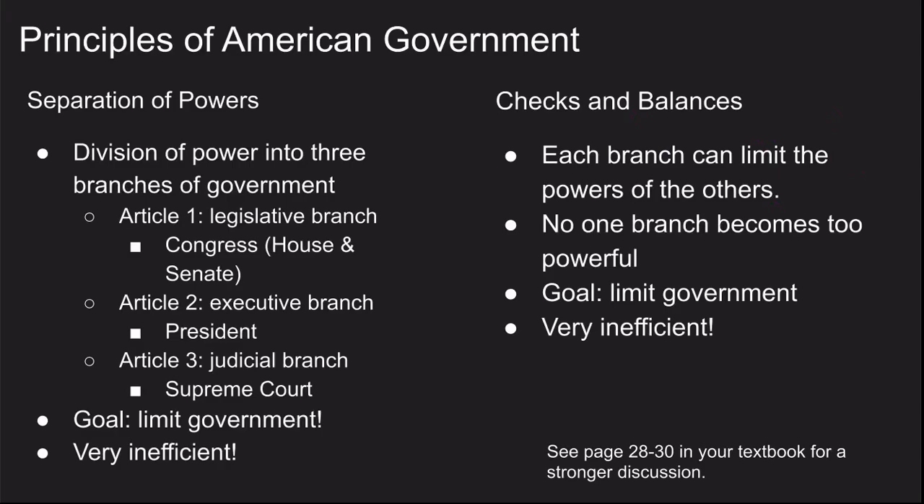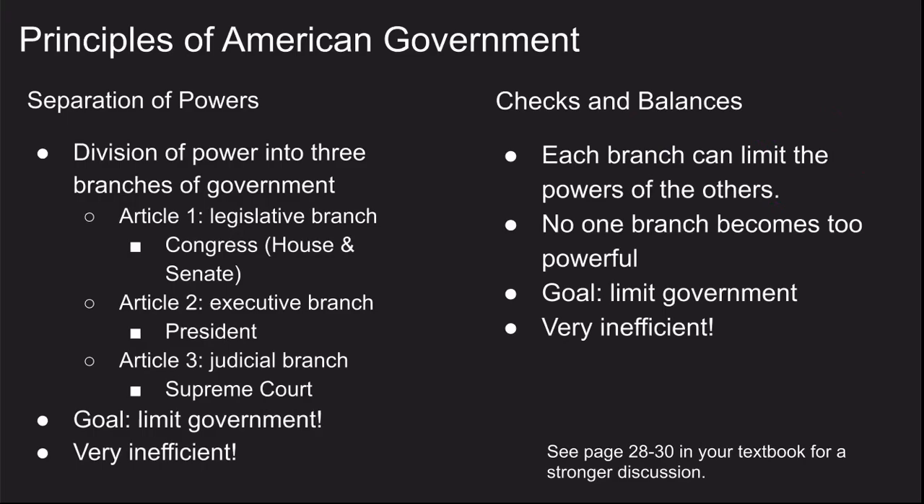First, the separation of powers, ultimately outlined in Federalist 51 by James Madison, is the division of power into three branches of government. And remember, there are three branches as outlined in the Constitution. Article 1 describes the powers of the legislative branch, which includes Congress, the House of Representatives and the United States Senate. Article 2 focuses on the executive branch, which is the President. And Article 3 focuses on the judicial branch, which is the Supreme Court.